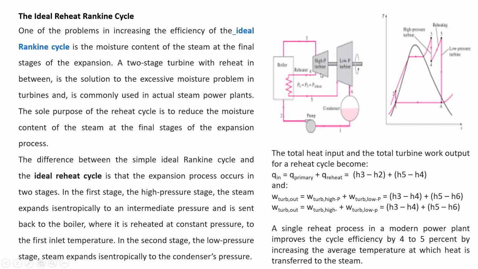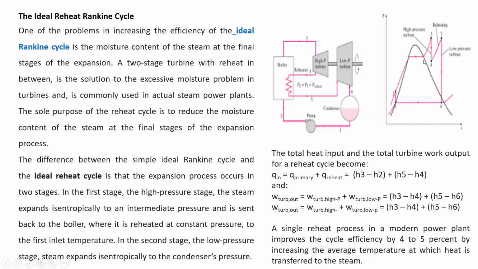So you see that the expansion of the steam takes place in two stages, so that the moisture content is reduced, and the heat from the steam is also extracted in two stages, so that the efficiency of the thermal power plant increases. In the line diagram, on the TS diagram, you see 1 to 2. Here 1 to 2 is the pumping action. You are seeing in the TS diagram a constant volume process, approximately constant volume, or you can say constant entropy.